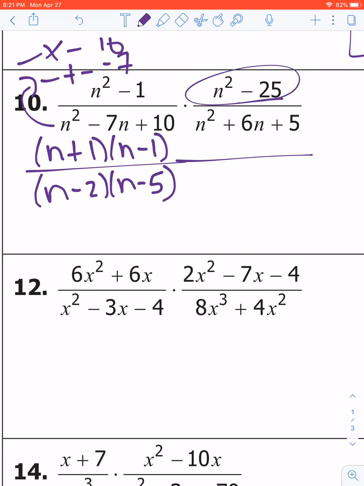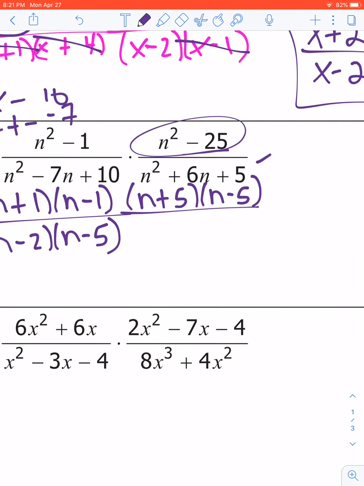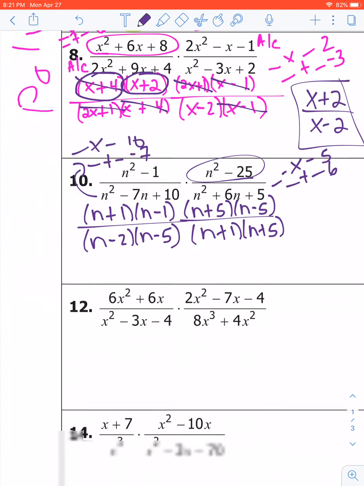N squared minus 25 is also a difference of squares. So it factors into n plus 5, n minus 5. And then I need 2 numbers that multiply to give me 5 and at the same time add to give me 6. And those 2 numbers are going to be n plus 1, n plus 5.